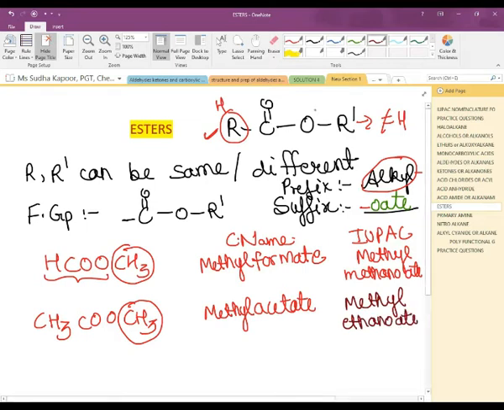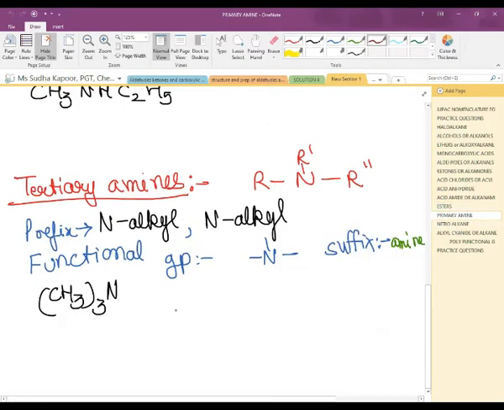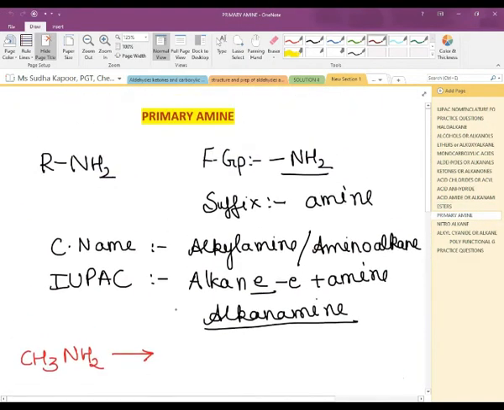Now the next functional group is amines. Amines are the NH2 parts, NH2 which is placed on the alkyl, and the functional group is NH2. The suffix used is amine. In the common term, it is always known as alkylamine, or when it is used as a prefix, as aminoalkane. And in the IUPAC system, R is the alkyl part. So in the common name, it is called alkylamine, but in the IUPAC, alkane minus E and then adding amine. So it is known as alkanamine.